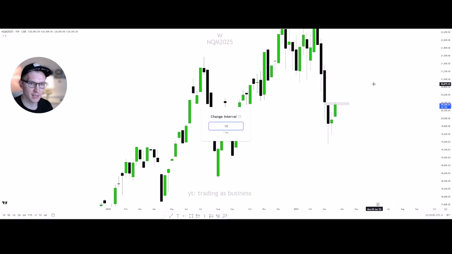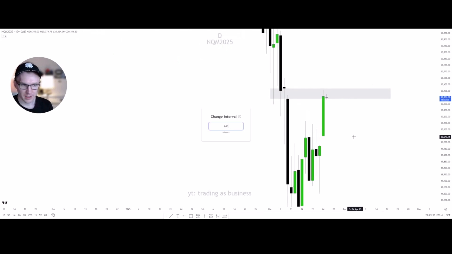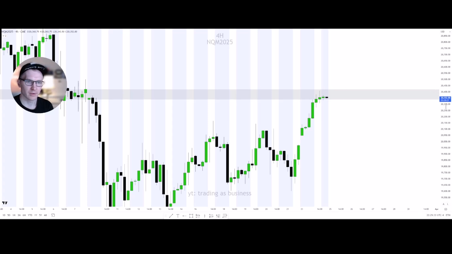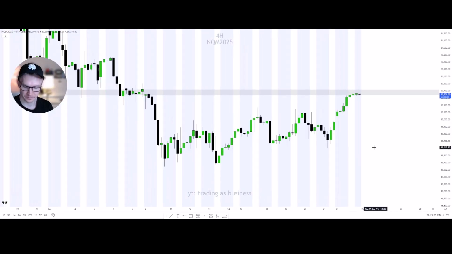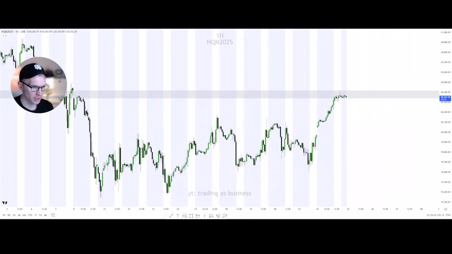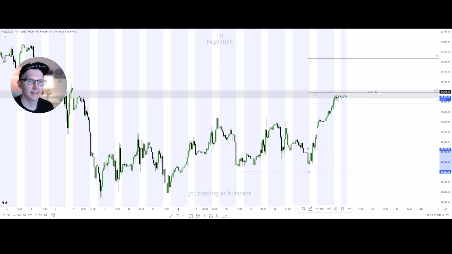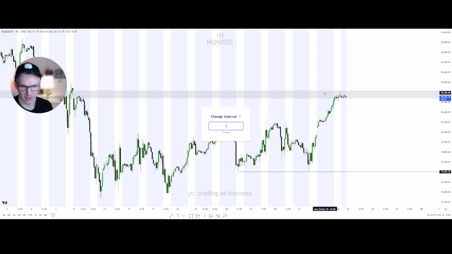Let's go down to daily time frame. This is how it looks on daily. Let's go down to 4-hour time frame. This is how it looks on 4-hour time frame. For 1 hour, and I want to show you something: price delivered towards 2.5 standard deviation. Beautiful, isn't it? And now let's go down to 15 minutes time frame.